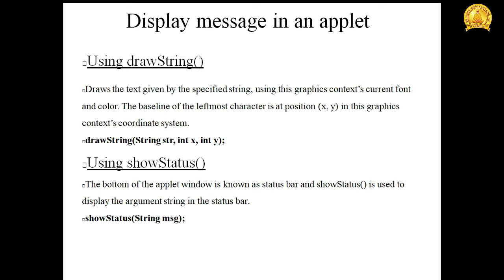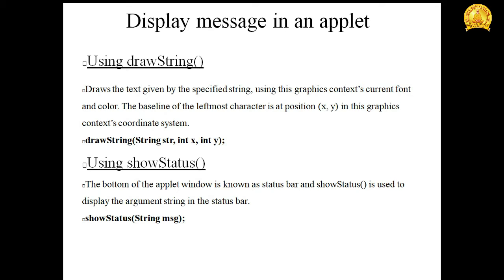Whatever string you pass in this method will be displayed on the body of the applet, and the position where the string has to be displayed can also be mentioned. int x represents the x coordinate and int y represents the y coordinate where the particular string has to be displayed. This is one way of displaying a message in an applet, using the drawString method present in the Graphics class. So drawString is basically used for displaying content in the body of the applet.